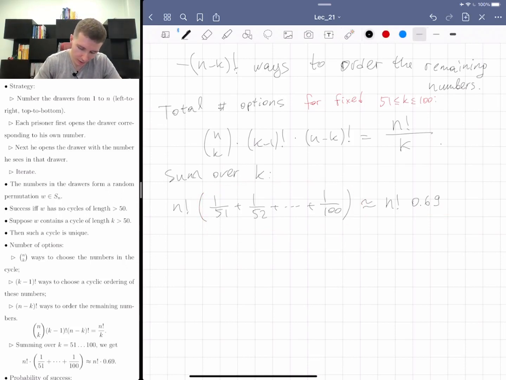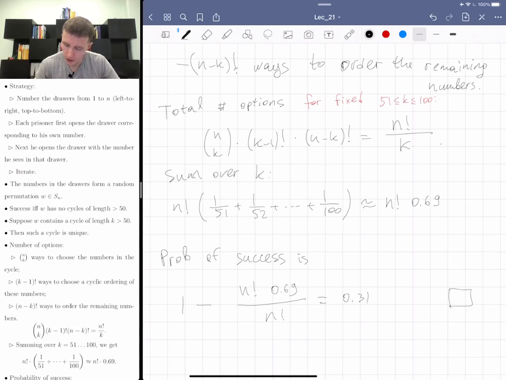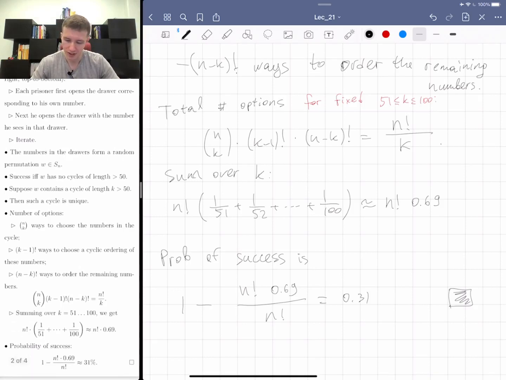So in particular, the probability of success is 1 minus the probability of failure, which is you take this number and divide by n factorial, so times 0.69 divided by n factorial, and you get 0.31. And again, I'm not claiming that this strategy is optimal, but it totally is optimal. It is possible to prove that it's optimal. It's in some paper from 2006, I think. So that's the power of cycles of permutations.